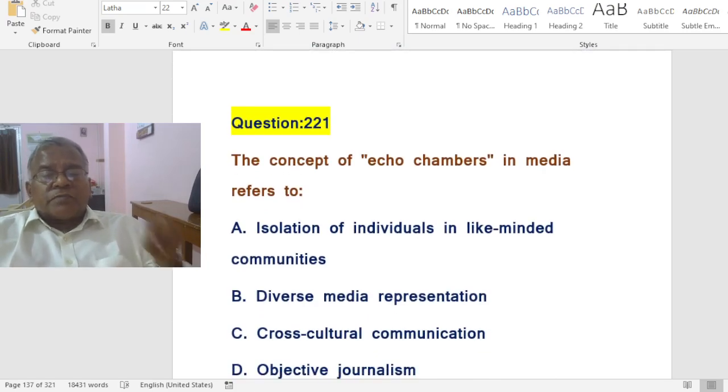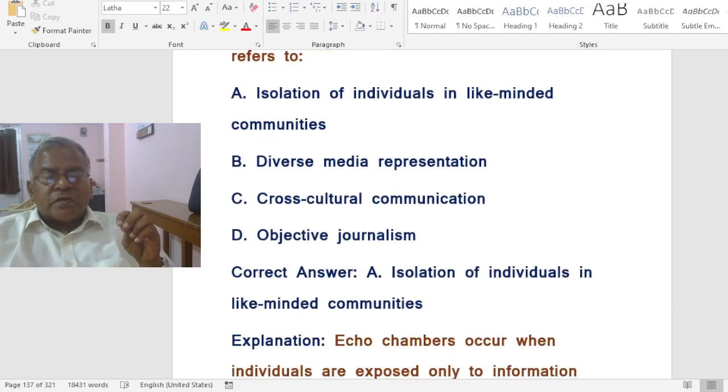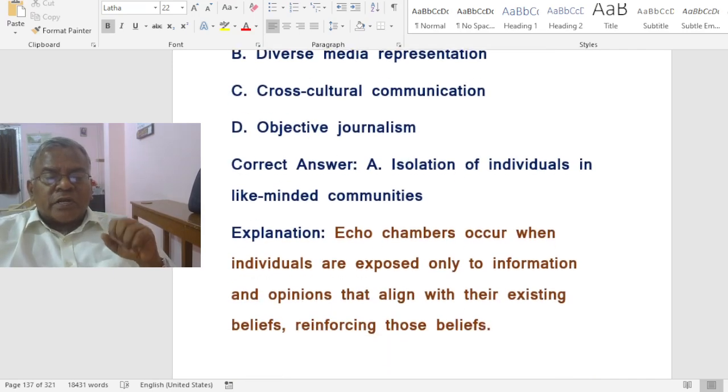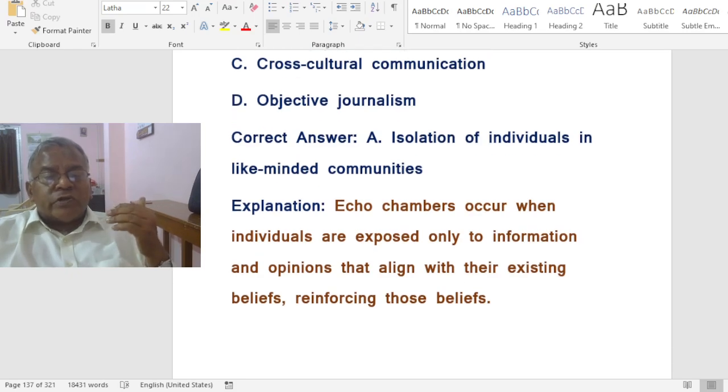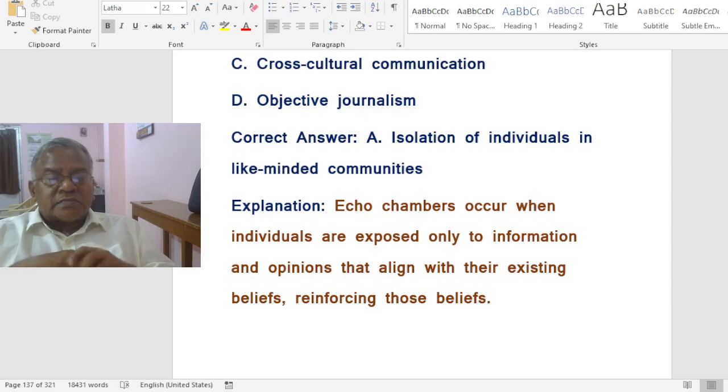The concept of echo chambers in media refers to what? Isolation of individuals in like-minded communities. Echo chambers occur when individuals are exposed only to information and opinions that align with their existing beliefs, reinforcing those beliefs.